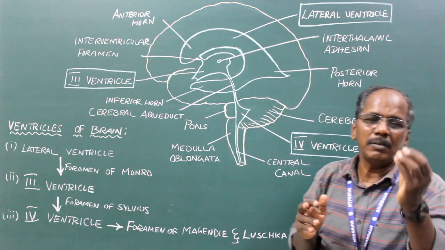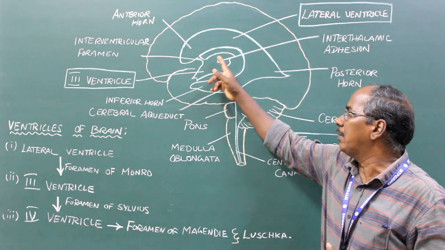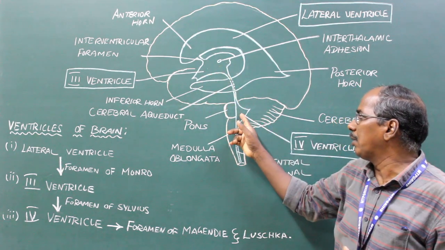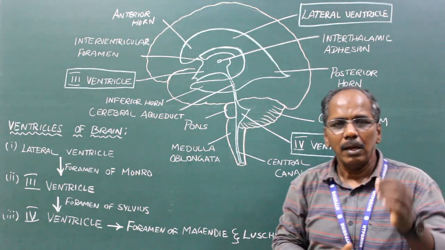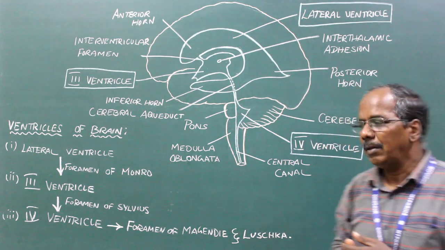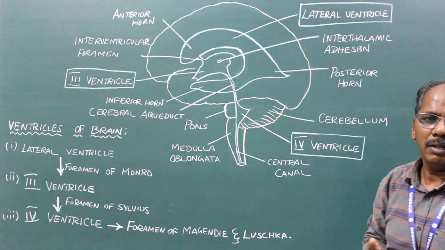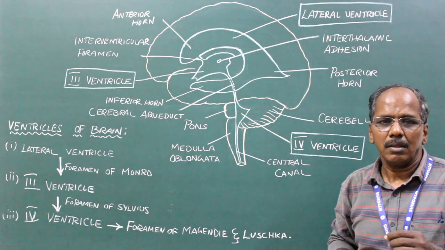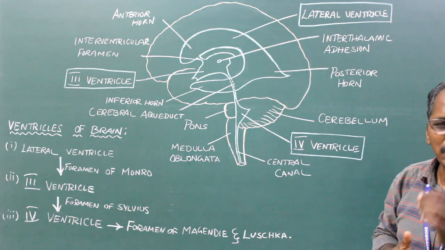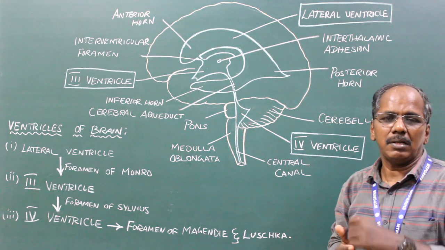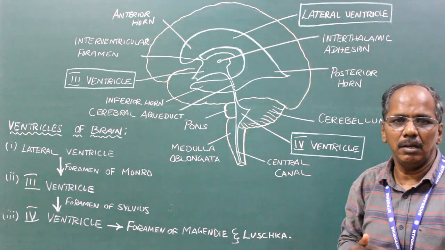The cerebrospinal fluid from the lateral ventricles passes through the interventricular foramen into the 3rd ventricle and into the 4th ventricle through the cerebral aqueduct. The cerebrospinal fluid present in the cavity of the 4th ventricle drains into the subarachnoid space through 2 apertures present in the roof of the 4th ventricle.